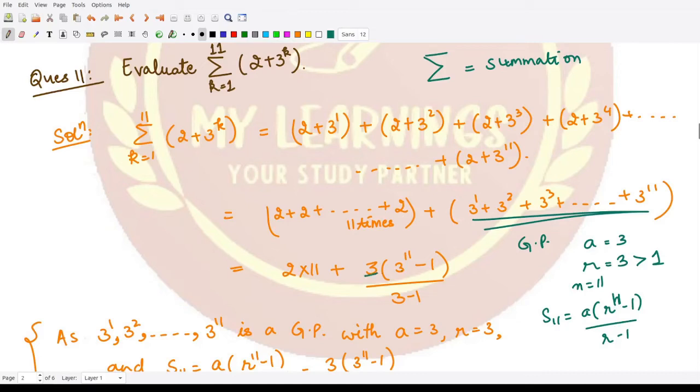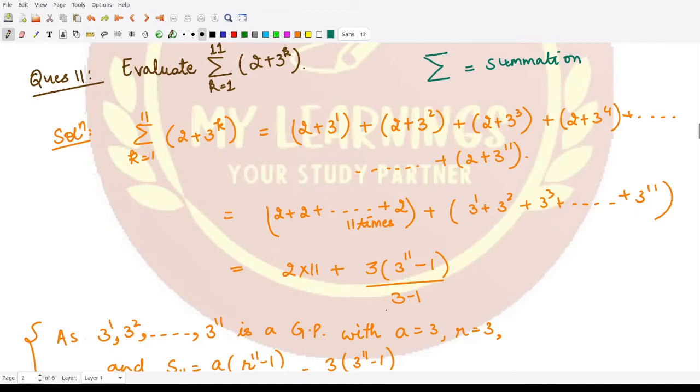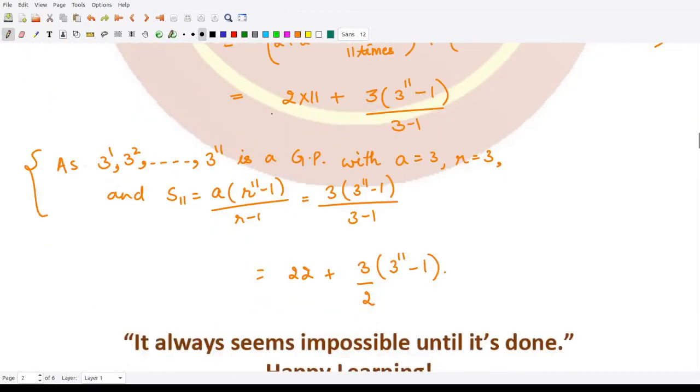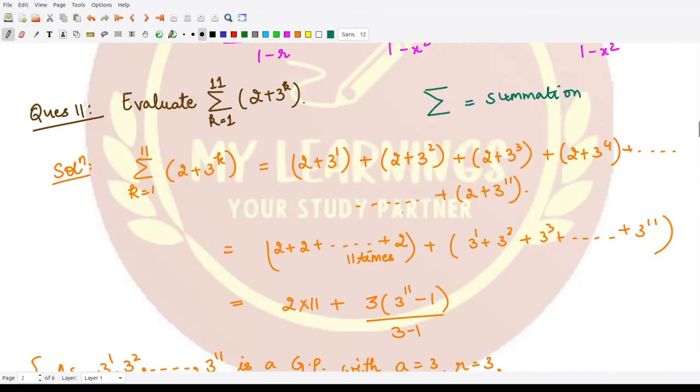We can substitute the values here. The value of a is 3, the value of r is 3. So let's see what the answer is. 2 into 11 is 22. Then 3 minus 1 is 2. We can leave this 3 raised to power 11 minus 1 as such, because solving it would be quite lengthy. So you can leave your answer at this point. This is the sum up to the first 11 terms. This is the value of the summation.